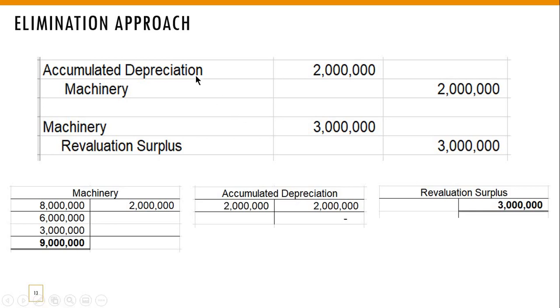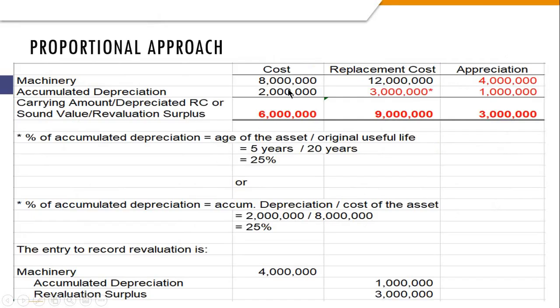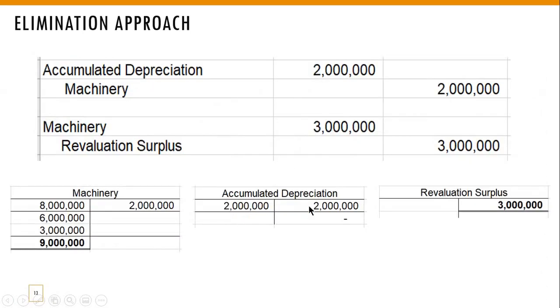Yung accumulated depreciation, dahil sinara siya dito, di ba, may 2 million balance siya. This one, no? So credit. Okay? Dinebit mo man siya dito, so zero na yung accumulated depreciation natin. So that's for elimination purposes, no? And then yung revaluation surplus natin, that's 3 million na. Okay? Credit yan. So revaluation surplus has a normal credit balance na 3 million.